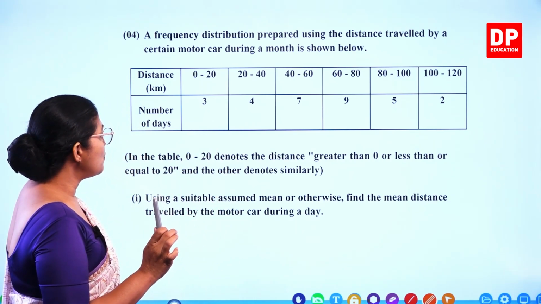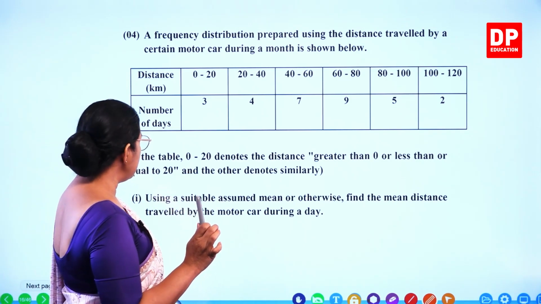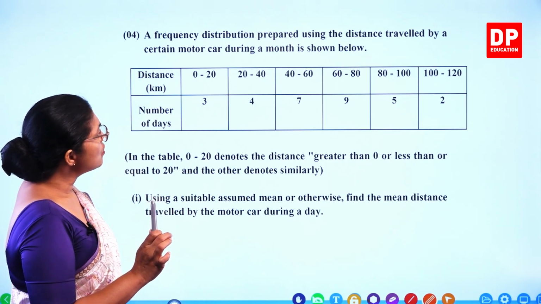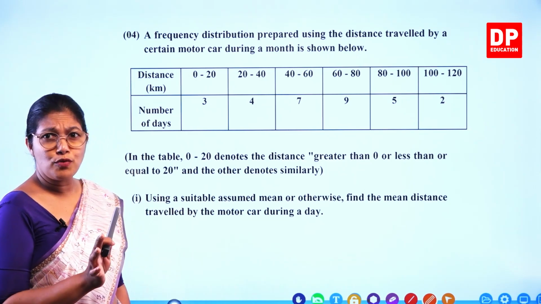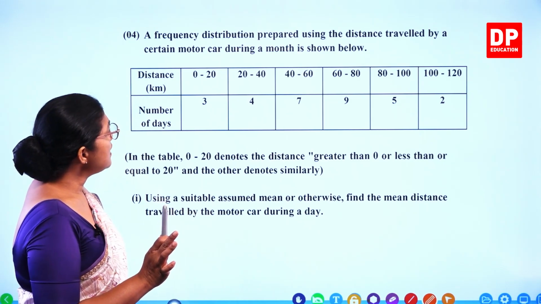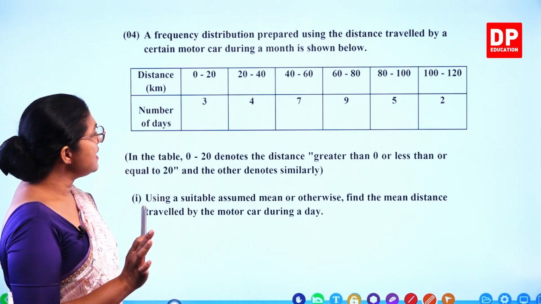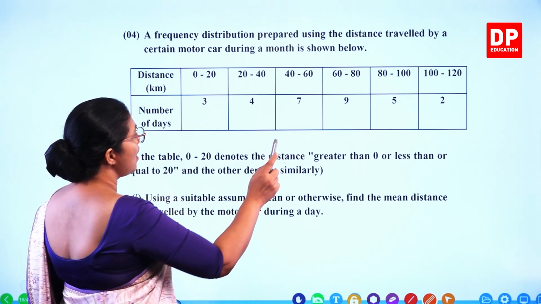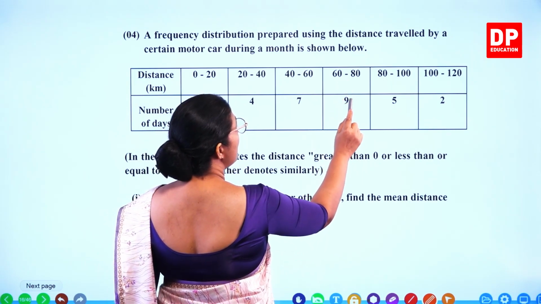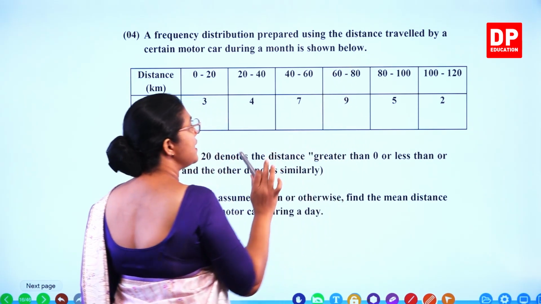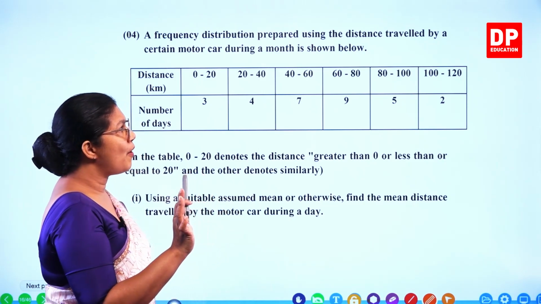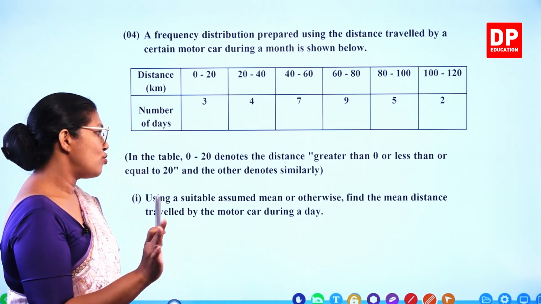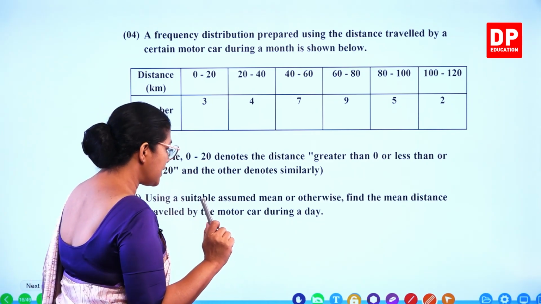Using a suitable assumed mean or otherwise, find the mean distance travelled by the motor car during a day. So let's take the assumed mean as the midpoint of the modal class. That's the easiest one. What is the modal class according to this one? 9 is the modal value, so 60 to 80. So how do you find the midpoints? You have to add the 2 boundaries and divide by 2. So let's calculate the mean first.